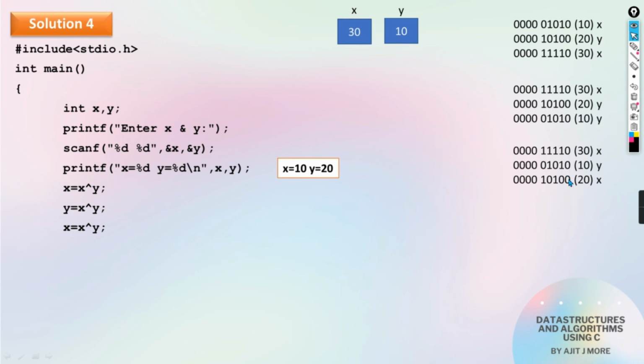You'll see 0 XOR 0 is 0, 1 XOR 1 is 0, 1 XOR 0 is 1, 1 XOR 1 is 0, 1 XOR 0 is 1. This result is actually 20, because see, this is 16 plus 4. It is everything 2 power. 2 raised to 0, 2 raised to 1, 2 raised to 2, 2 raised to 3, 2 raised to 4. So 2 raised to 4 is 16 and 2 raised to 2 is 4. So 16 plus 4 is 20.